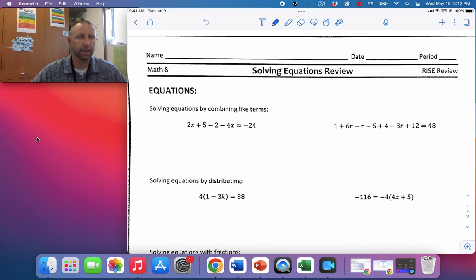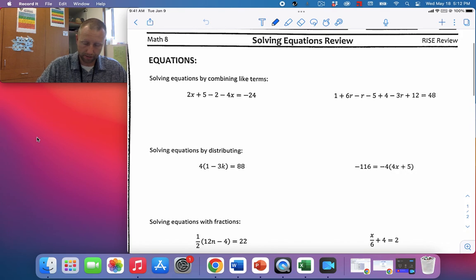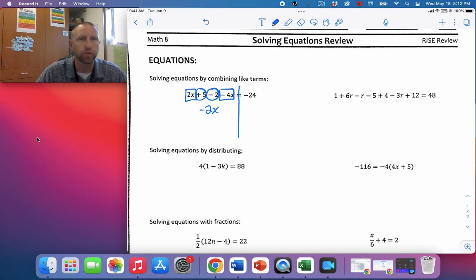So just like every equation, I'm going to start by drawing that wall just so I can see what's on the right side, what's on the left side. Variables on the left side, I see like terms with these x's. So I can see that's a 2x minus 4x. 2 minus 4 is a negative 2. But then I also see these constants, a positive 5 and a negative 2. So 5 minus 2 is positive 3. So I'll put plus 3 equals negative 24.